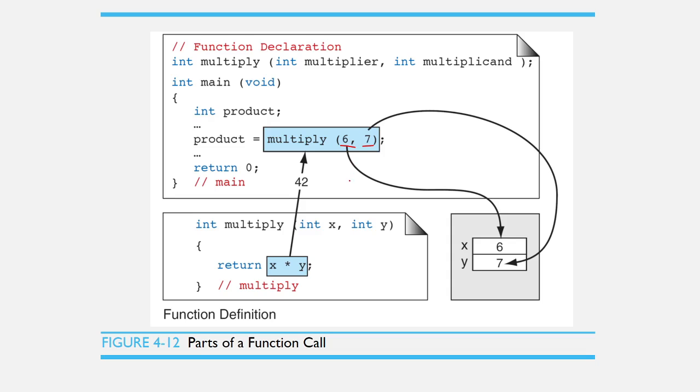Okay, and also the function definition must define the formal parameters of type integer and integer. It doesn't matter if the names are not the same. Like here in the function definition, it uses x and y. And in the function declaration, it uses multiplier and multiplicand. It's not necessary to use the same formal parameter names.